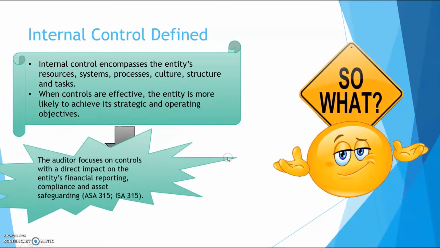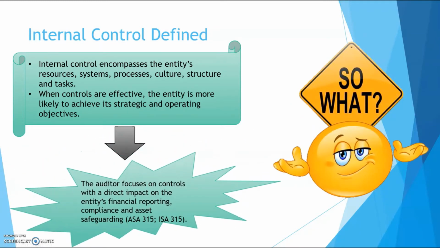The key that we've got to think about here is the audit focuses on the controls with a direct impact on entities' financial reporting, compliance, and asset safeguarding. That's a quote from the auditing standards. But what we basically mean is, if internal controls are functioning appropriately, it gives us more confidence that the numbers in a particular area of the financials are going to be right. And if they're not working appropriately, well, it increases our audit risk as essentially areas in which things are likely to go wrong because there's nothing stopping them from going wrong.